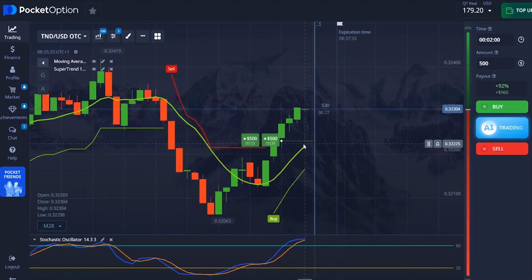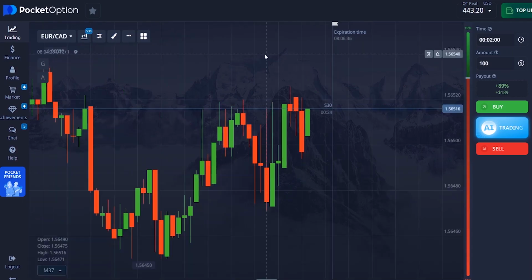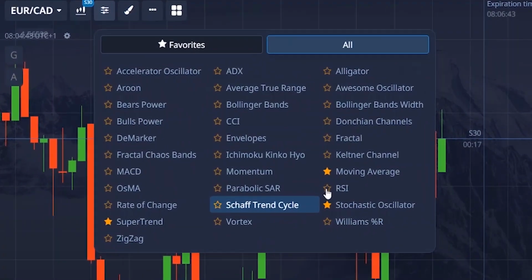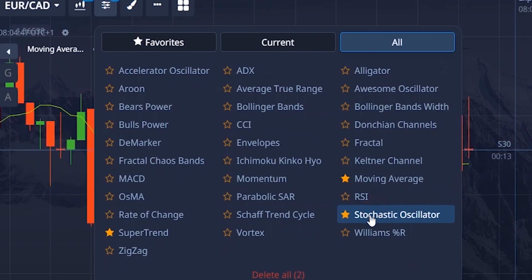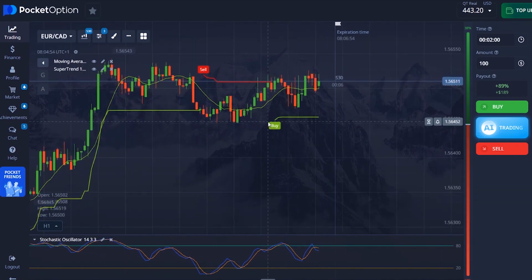This strategy is a very simple one and it works both on the OTC market and on the real market. So right here we're going to be setting up our indicators. I'm going to come over to the indicator section right here, and the first indicator I'm going to be using is the moving average indicator. I'm going to be using the Stochastic Oscillator, and I'm going to be using the Supertrend indicator. These are the three indicators I'm going to be using with this strategy.